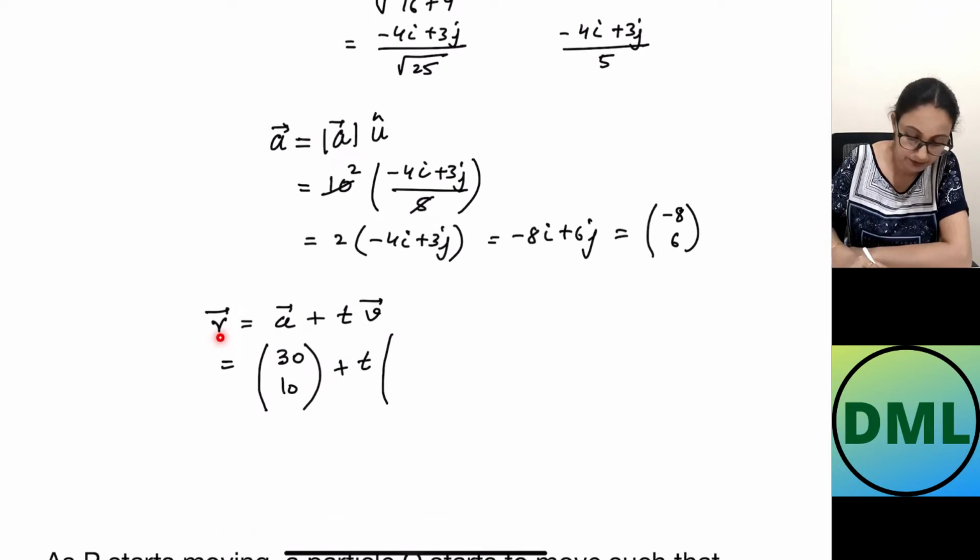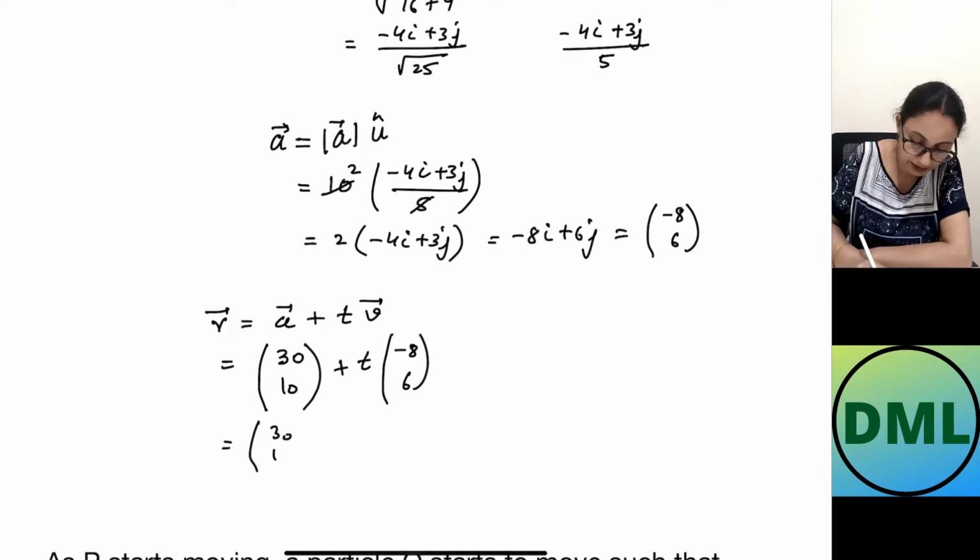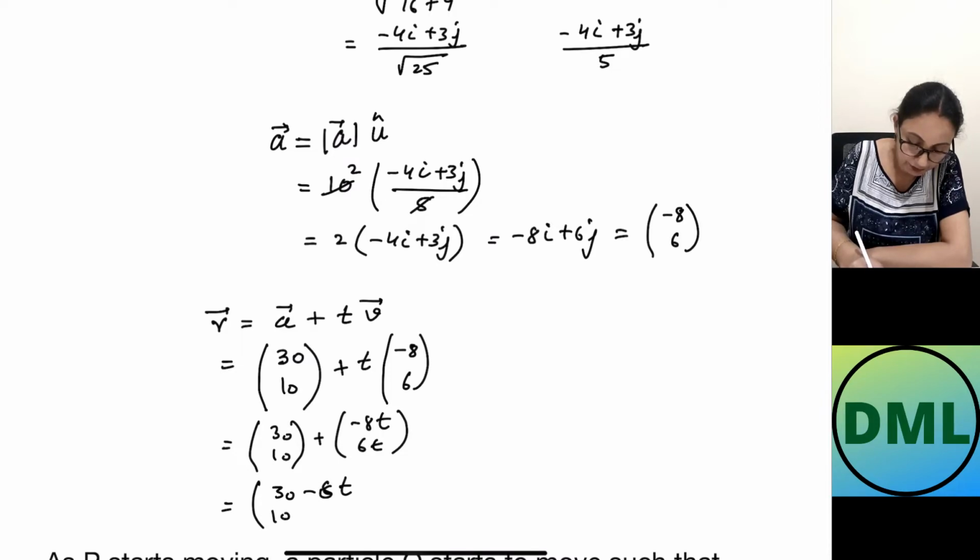So the position vector will be written by the initial position plus the time multiplied by the velocity vector. Velocity vector is minus 8 and 6. So the initial position is 30, 10 plus t times the velocity vector, minus 8, 6. If you multiply that, that will be equal to 30, 10 plus minus 8t and 6t. So if I add it, it will be 30 minus 8t and 10 plus 6t. That will be your answer for the position vector after t seconds.